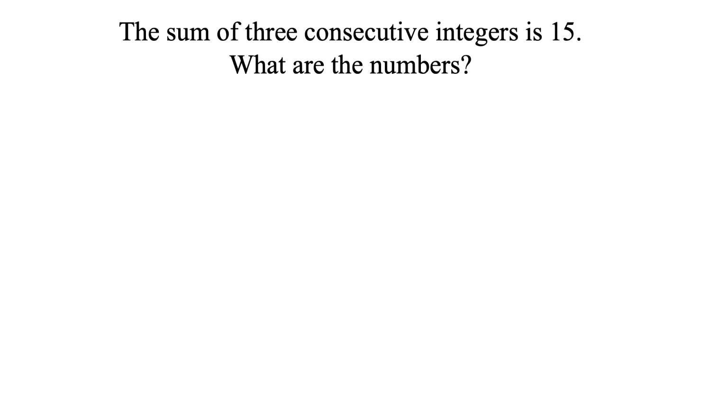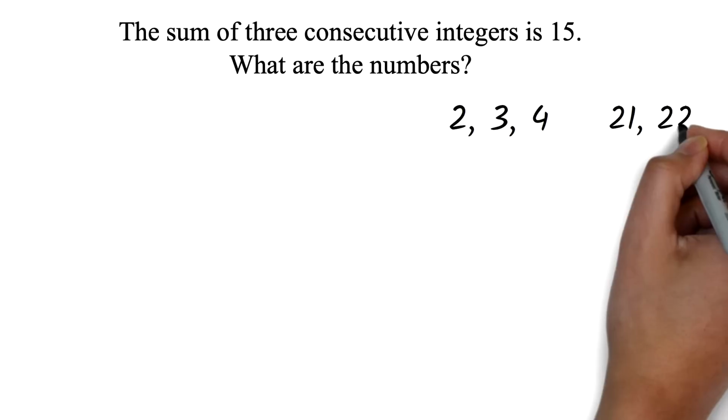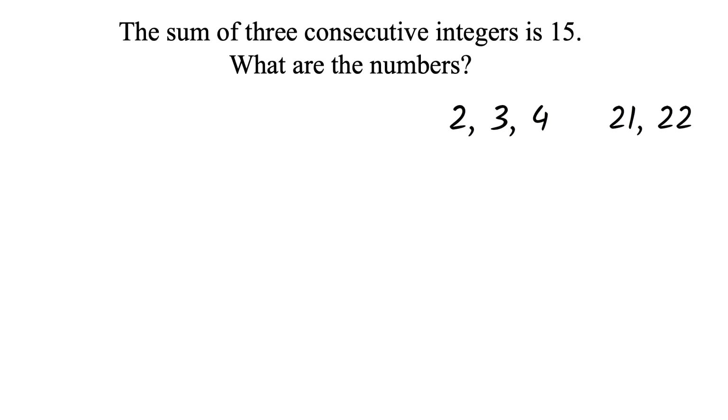The sum of three consecutive integers is 15. What are the numbers? Before we solve the question, let's look at some things about consecutive integers. Consecutive integers simply means numbers following each other. So 2, 3, and 4 will be consecutive integers. Also, 21 and 22 will be consecutive integers.